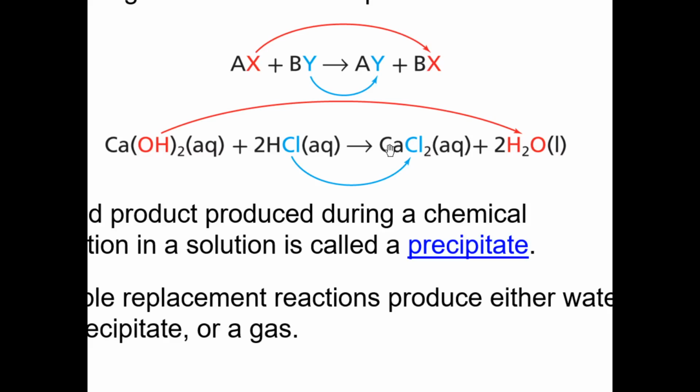And so when we look at this reaction, calcium starts off being with hydroxide. Go to the product side. Calcium is no longer with hydroxide, it's now with chlorine. So we swapped them. Hydrogen on the reactant side started with chlorine, but in the end, chlorine ended up with calcium, and hydrogen ended up with the hydroxide to form water. And so we're swapping places for the ions.